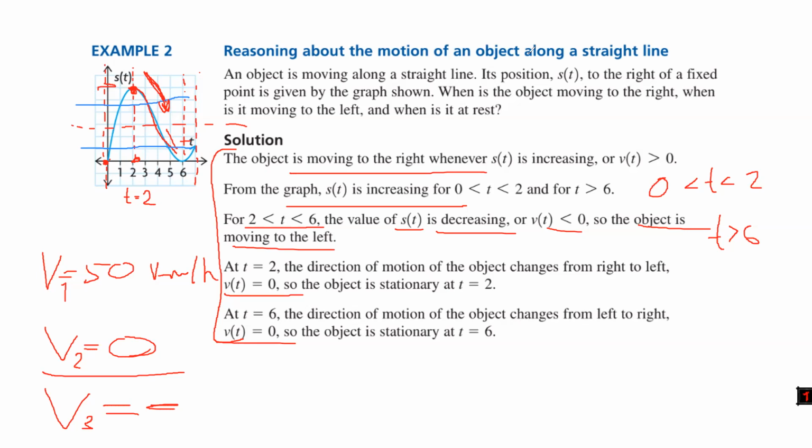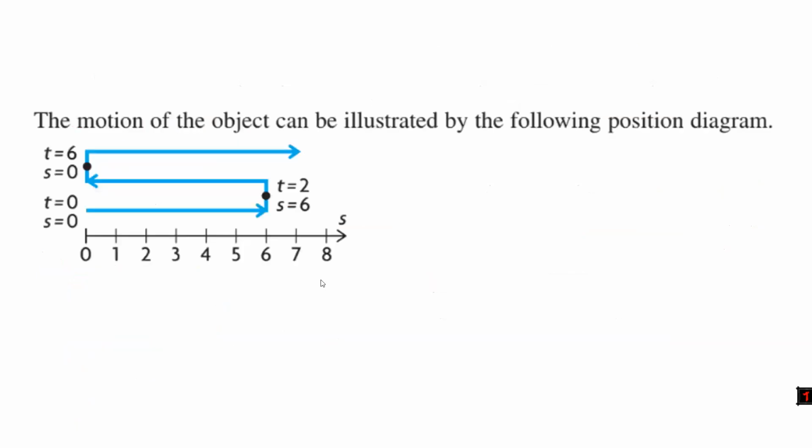Brilliant, guys. I really love how we work. So this is a diagram that represents the motion of such an object. You see, we moved along the line in the positive direction. At time t equals 2, we turned around and moved back, and at moment 6, we turned around and went forward again.